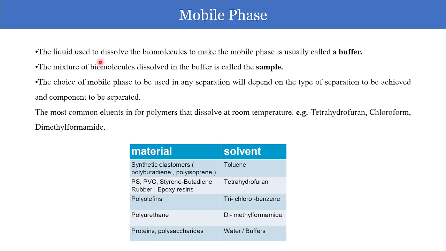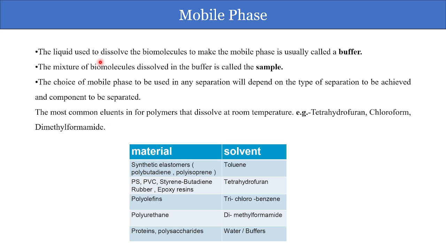Now, from where I ended, the mobile phase. The mobile phase is basically the liquid that is used to dissolve the molecules, which we call the buffer. It is also the mixture of biomolecules that is dissolved in the buffer, which we call the sample that we load onto the column. The choice of mobile phase used in any separation will depend on the type of separation to be achieved and the component that needs to be separated.